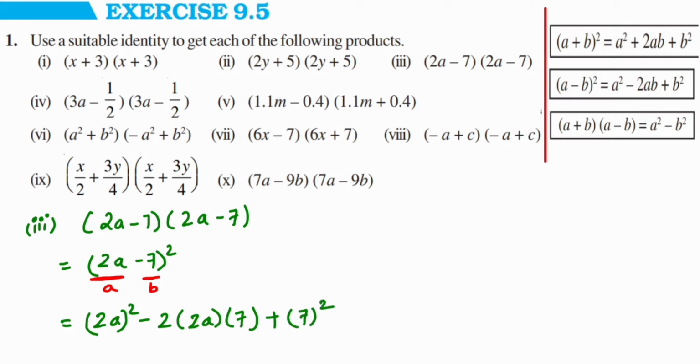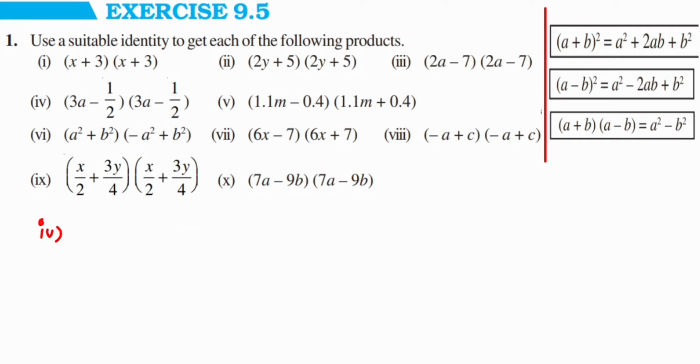Now this is equal to (2a) square will be 4a square, minus, multiply the numerical factors, so 2 2s are 4, 4 7s are 28. So this is 28a, then 7 square is 49. That's it. We got the answer, 4a square minus 28a plus 49. This is the answer for the third question. Now the fourth question is (3a minus 1 upon 2) into (3a minus 1 upon 2). So we're going to use the same identity, (a minus b) whole square.